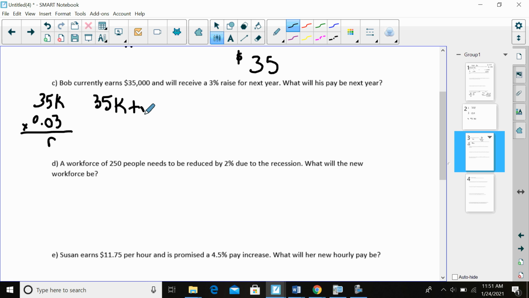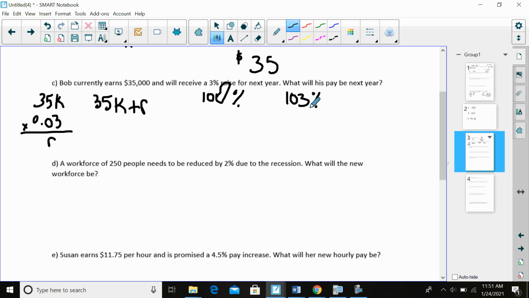To do this in one step, what we have to remember is that this person is going to get 3% of this added in, but they're still going to earn 100% of their pay. So what they're really going to end up with is 103% of what they started with.